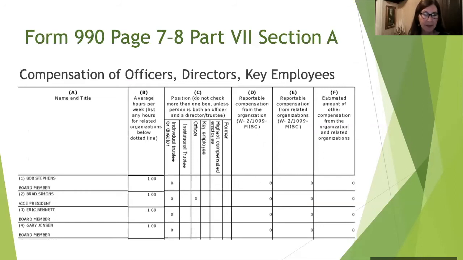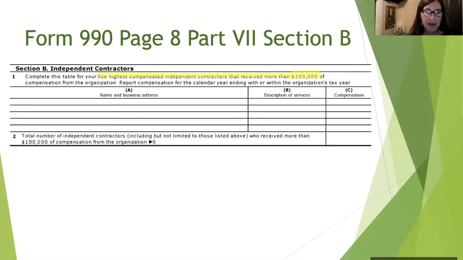Next. So then on pages 7 and 8, you will list all your board members, and you'll check whether they're individual board members, whether they're an officer, and whether or not they got paid anything. So skip to the next page, Becky. Then at the bottom of that, you will put your key employees on there, so your executive director will be on there.